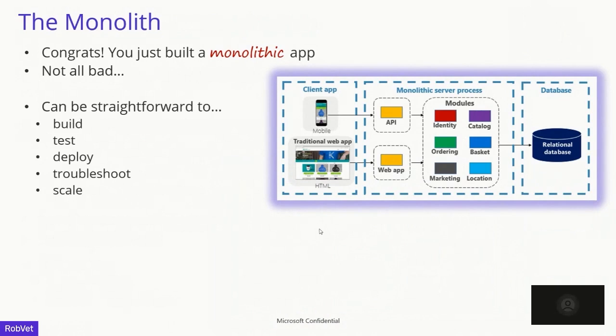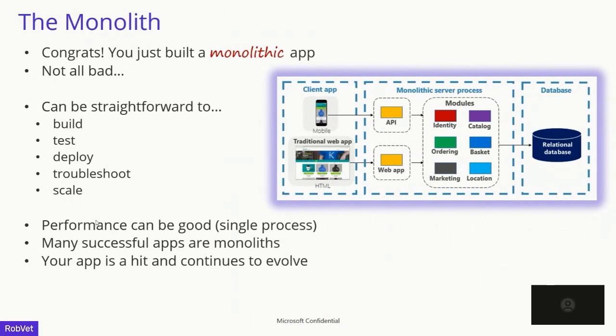It's fairly straightforward to troubleshoot. If I'm having an issue in one component, I can step into another one because they're all running together, right? And it's extremely straightforward to scale. I can say, here's one instance of my monolith. Oh, I need another one, and a third one, and a fourth one. I put a load balancer in front. So life with a monolith is fairly straightforward, right?